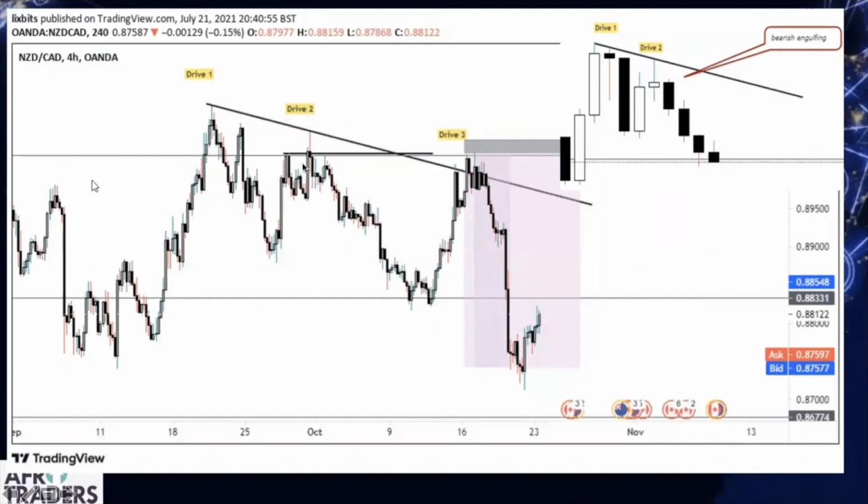This Quasimodo level was not tested. Don't think that this is a test. It is a test, but not a test of the Quasimodo, because here the market didn't break structure before coming here. You can see that.